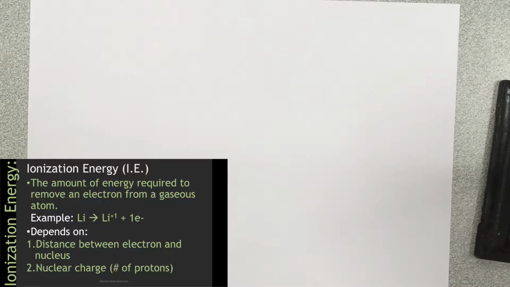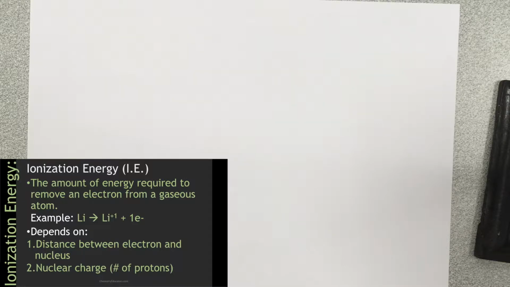Okay, so first, ionization energy is the amount of energy required to take off an electron. So basically, to make an atom in gas form an ion. So going from an atom to an ion, how much energy does that require?